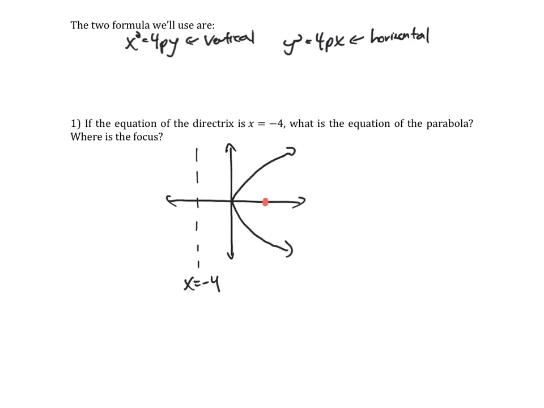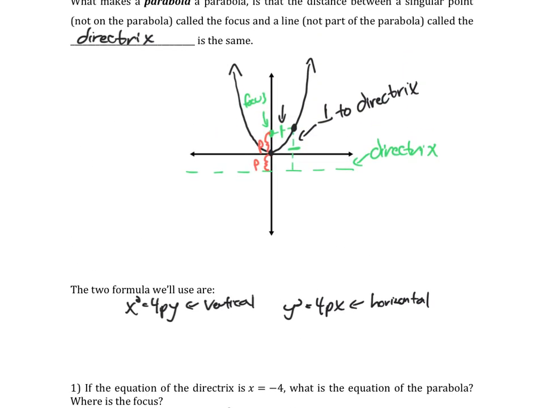Now again, let's think back to what we did above with that P. The P value here.